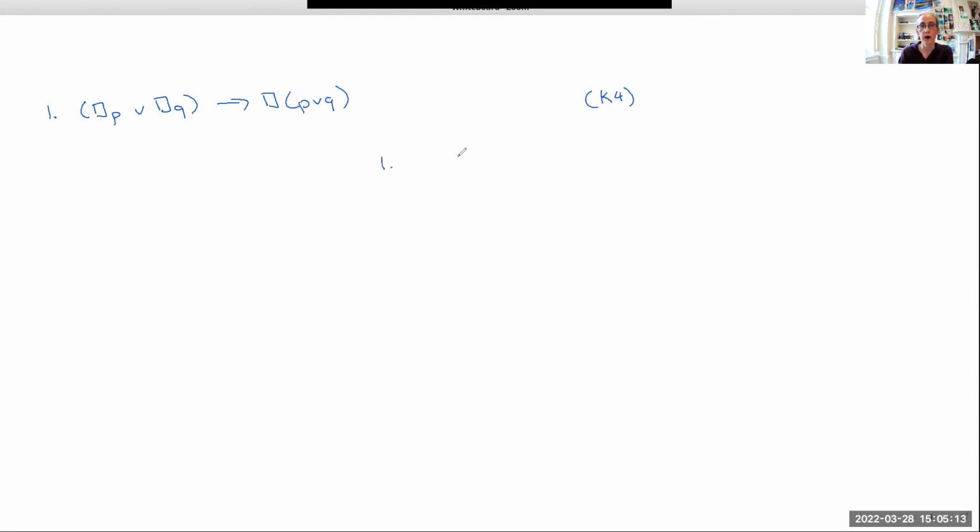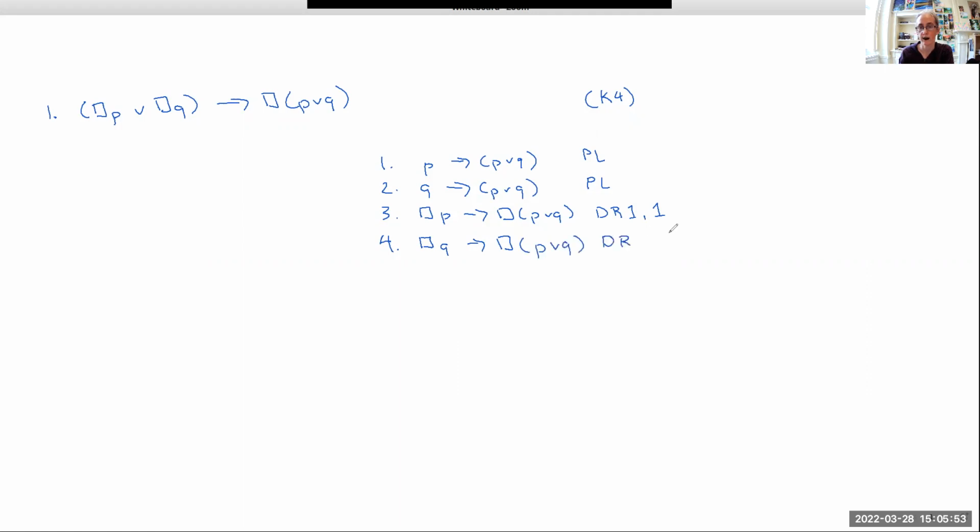So we start off by noting a couple of propositional tautologies, namely that if P is true, then P or Q is true. And if Q is true, then P or Q is true. Now, our first derived rule says that if you've got a conditional, you can stick a box on both the antecedent and the consequent. So we're going to do that on both the first line and the second line. That should have been a Q. There we go. So we have that necessary P implies necessary P or Q, and that necessary Q implies necessary P or Q. Derived rule 1 applied to line 2.